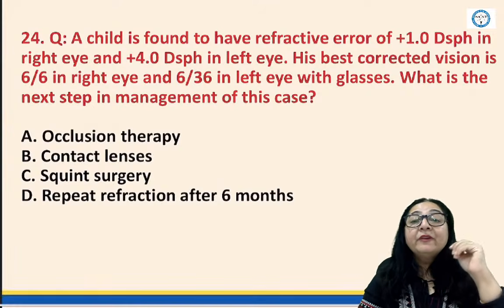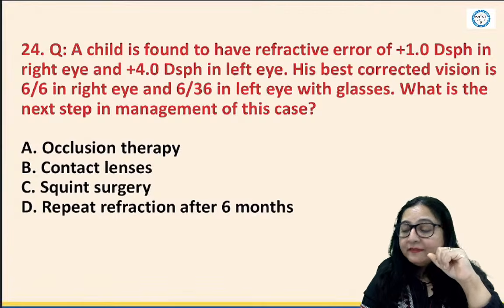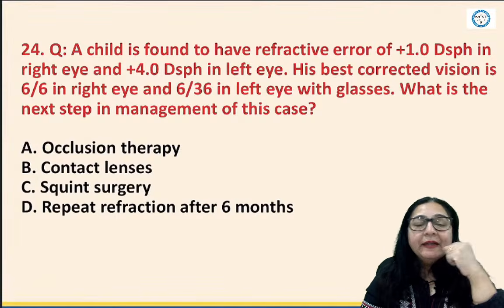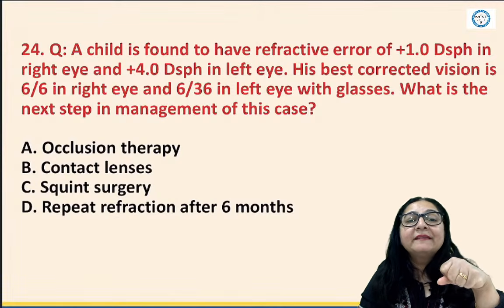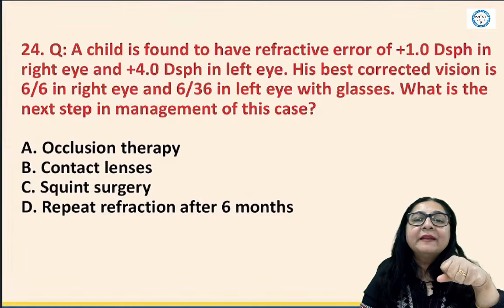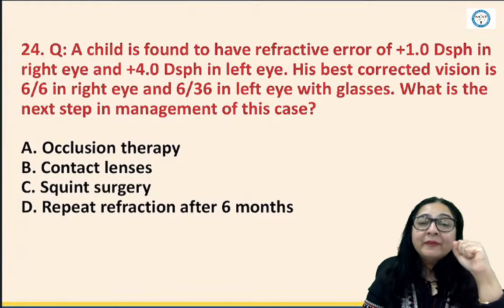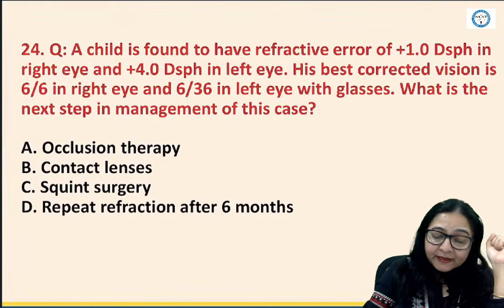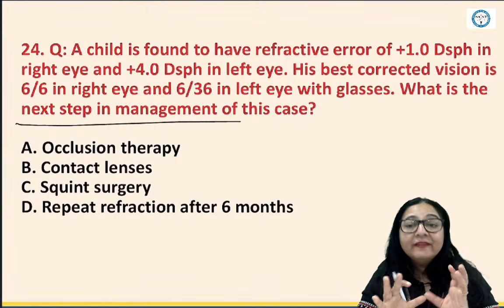Okay, the next question, bache. A child is found to have refractive error of +1 diopter sphere in right eye, +4 diopter sphere in left eye. Best corrected vision is 6/6 in the right eye, 6/36 in the left eye with glasses. So what is the next step in the management of these cases? Again, this kind of question in different forms has always been asked.